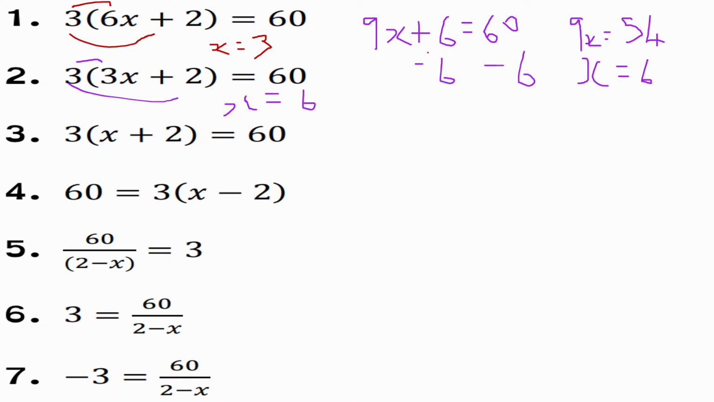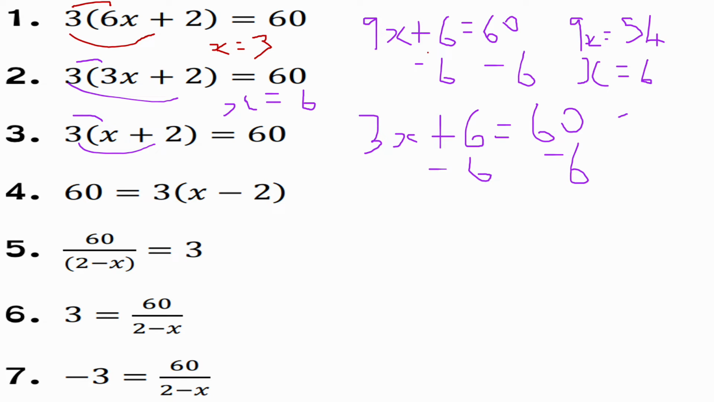Question number 3, guys. Expanding this, I get 3x plus 6 is equal to 60. Subtracting 6 on both sides, I get 3x is equal to 54. Now, if you remember from question 1 that 54 divided by 18 is 3, therefore if I divide both sides by 3, I'm going to get that x is equal to 18, because 3 times 18 is 54.